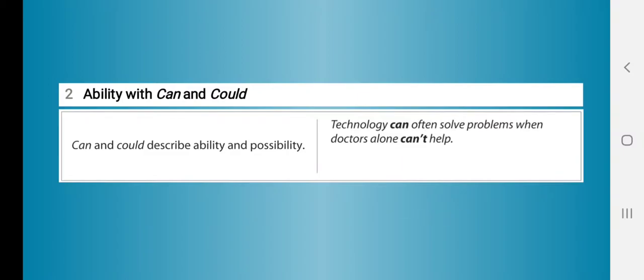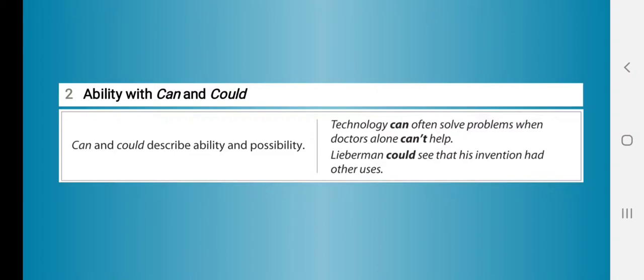Okay, we have: technology can often solve problems when doctors alone can't help. Now, in here, we are highlighting the possibility or the ability that technology has in the medicine framework. We have another example. Lieberman could see that his invention had other uses. Now, this is again an ability or a possibility in the past, in this case.